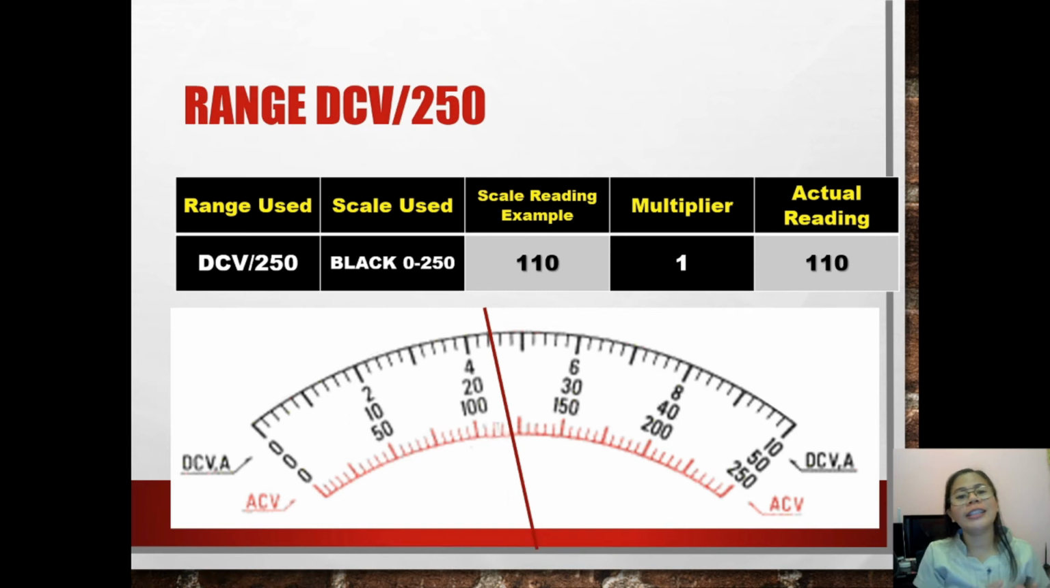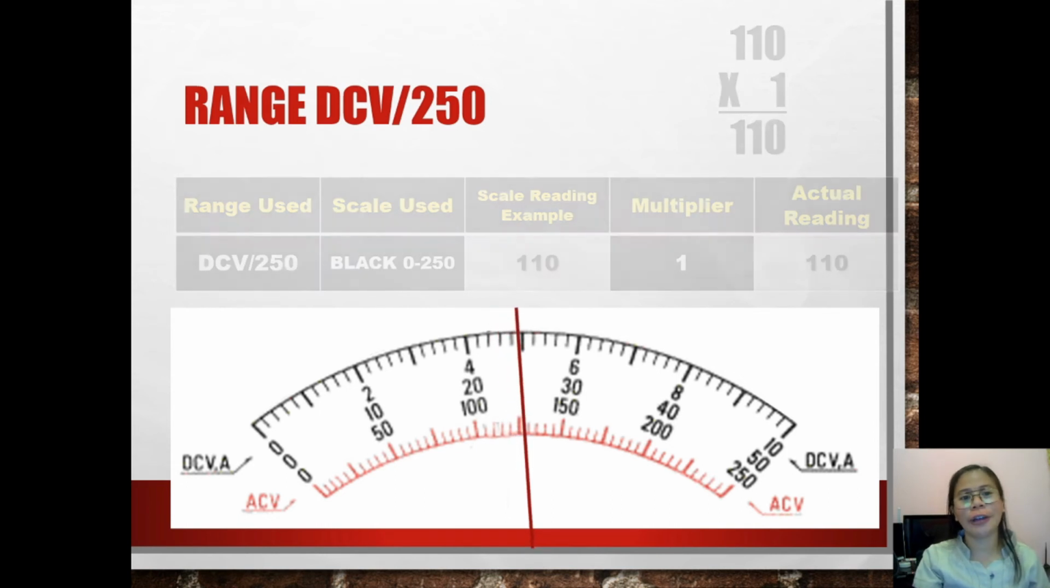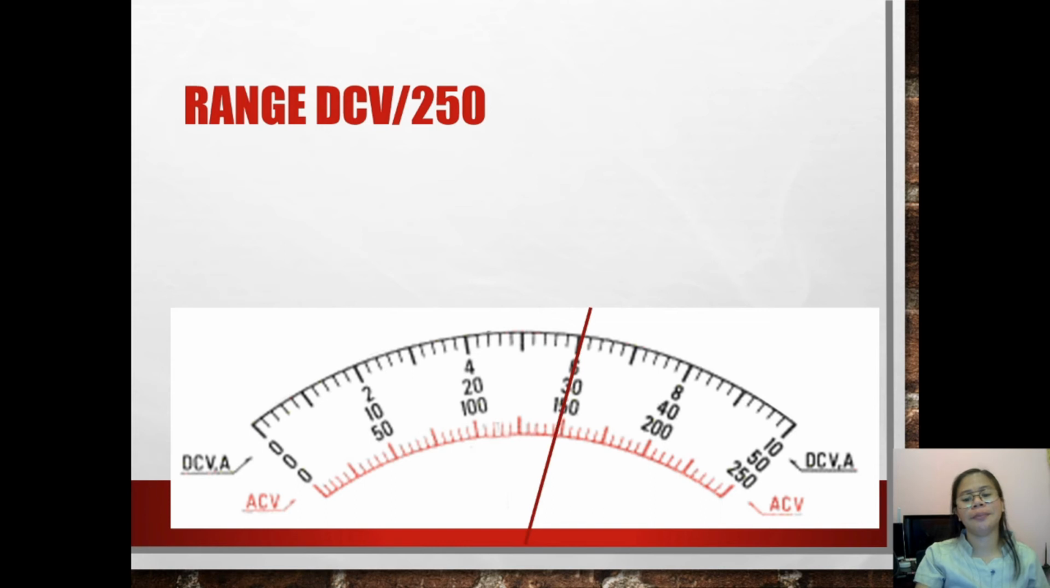Alright, what do you think is the multiplier for the 250 range? Same as in the range of 10 and range of 50, the range of 250 has a multiplier of 1. Okay, so the actual reading will be 110 times 1 is equal to 110. Very good. So that is our range 250.